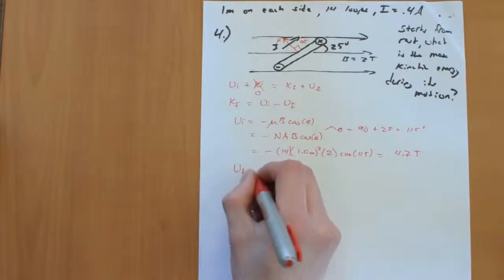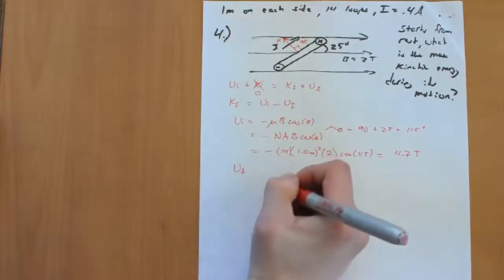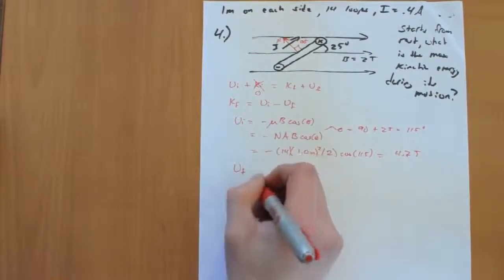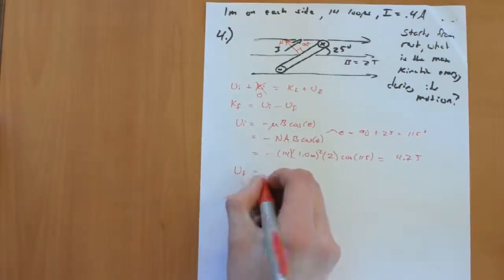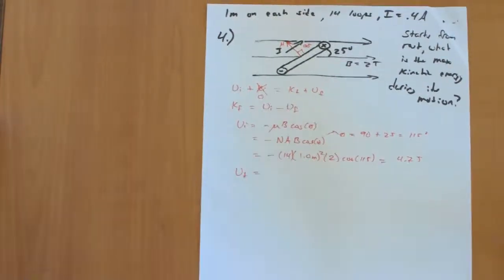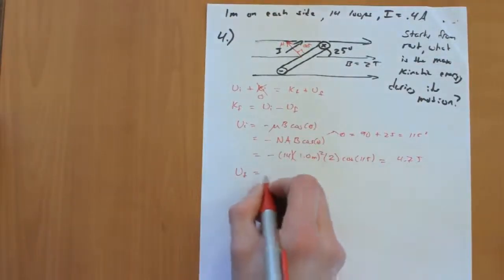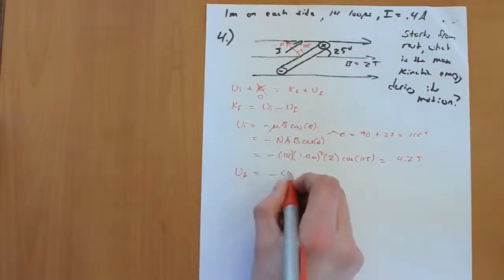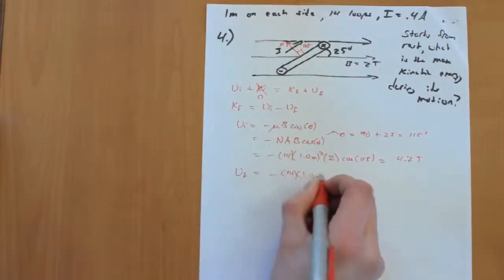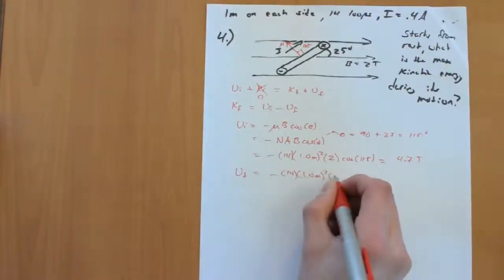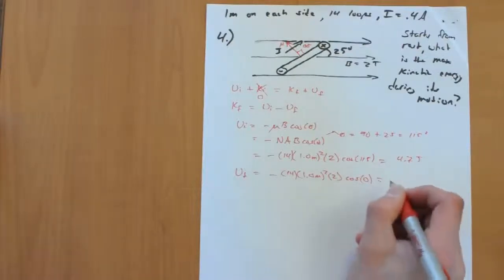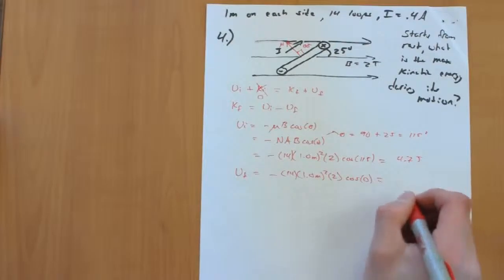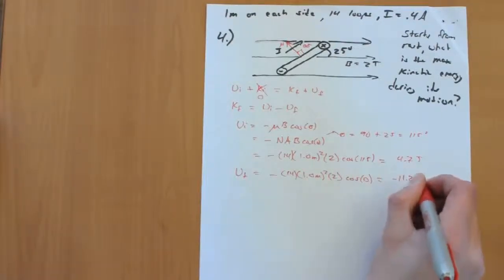Now we're going to do the same for the final potential energy. We know that when the dipole moment aligns with the magnetic field, its potential energy is the lowest, which means it has its max kinetic energy. So the angle is going to be 0, and the other components are going to remain the same as they were for the initial potential energy. So this equals negative 11.2 joules.